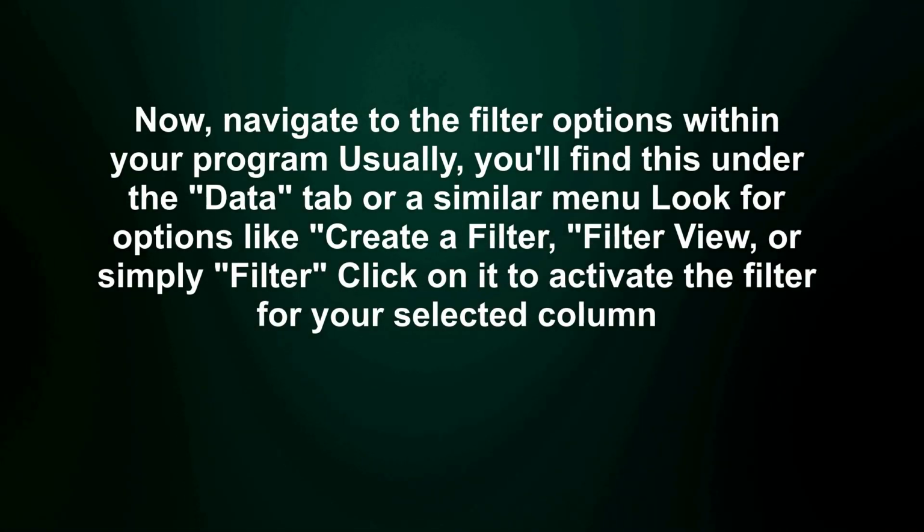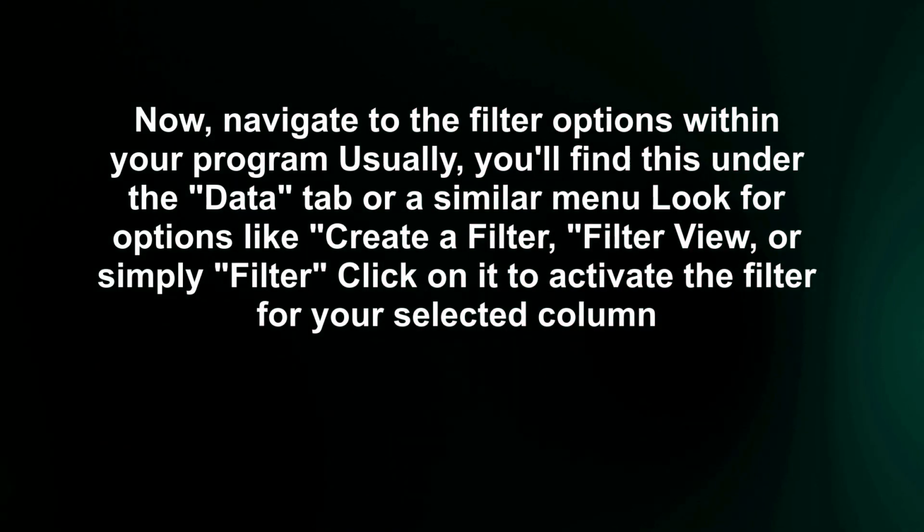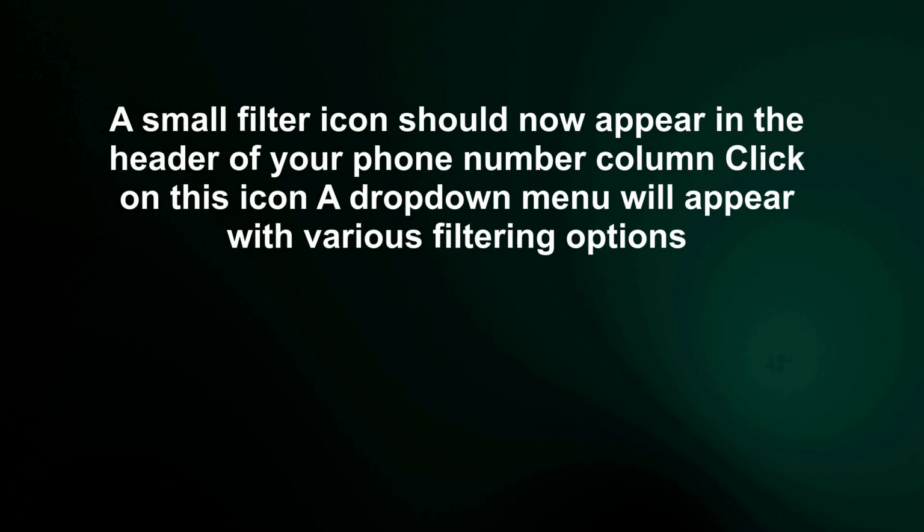Look for options like Create a Filter, Filter View, or simply Filter. Click on it to activate the filter for your selected column. A small filter icon should now appear in the header of your phone number column. Click on this icon. A drop-down menu will appear with various filtering options.